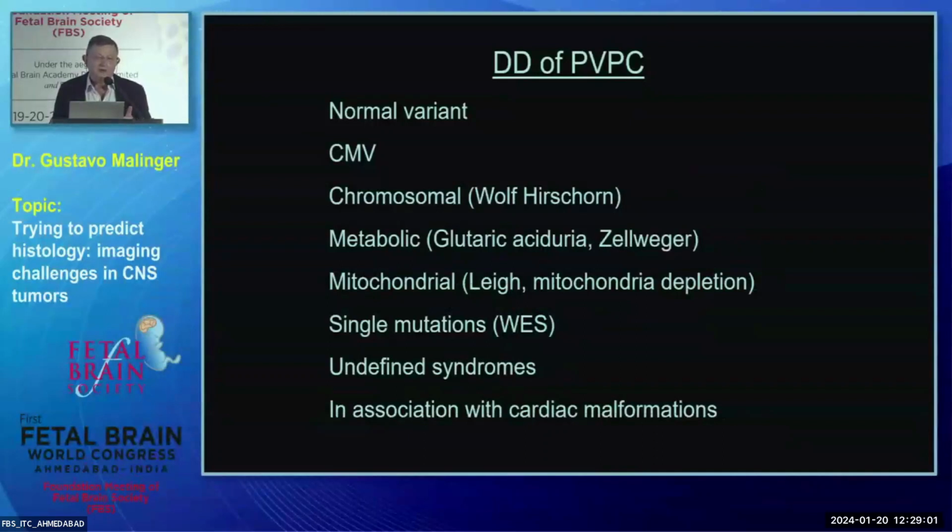If you have a fetus with a small head and intrauterine growth retardation, it can be a 4p deletion, Wolf-Hirschhorn syndrome. They can be metabolic, including glutaric aciduria and Zellweger. They can be mitochondrial, and we saw a case presented with mitochondrial depletion. It can be a single gene mutation, a DNA mutation. So in these cases, it's very convenient to try to perform WES, and Roy is going to speak about this. There are different etiologies and some undefined syndromes, and it is also associated many times with cardiac malformations.